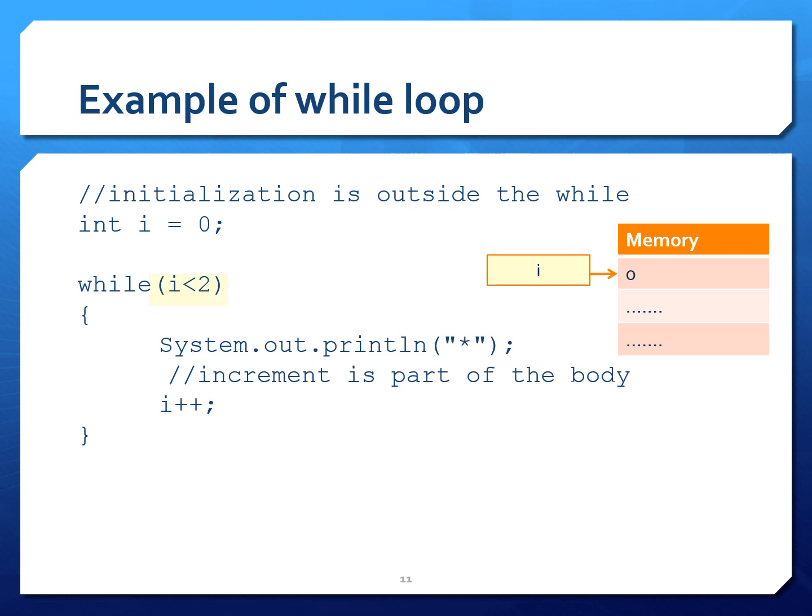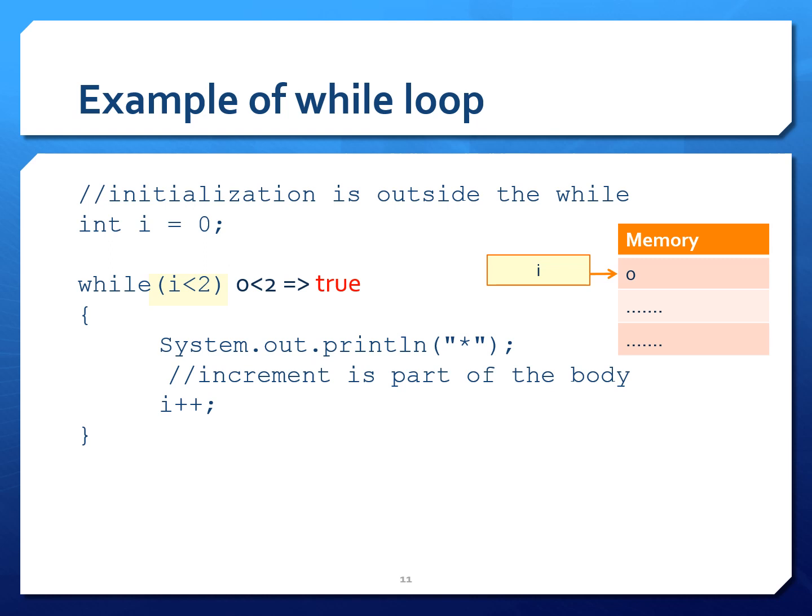The first statement Java will look at is the guard. If the guard is true, it will enter the body and execute all the code in the body. If the guard is false, it will exit the loop.